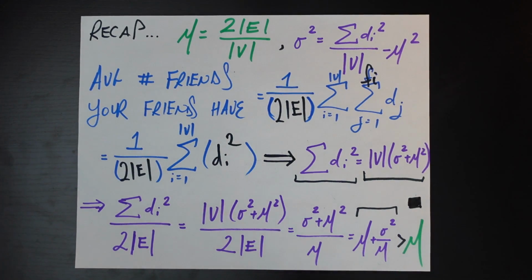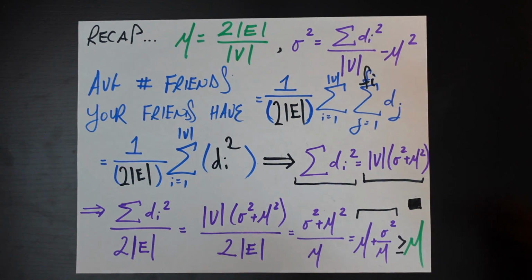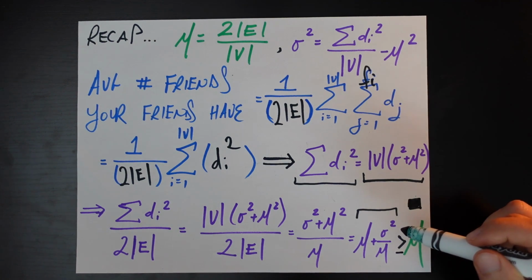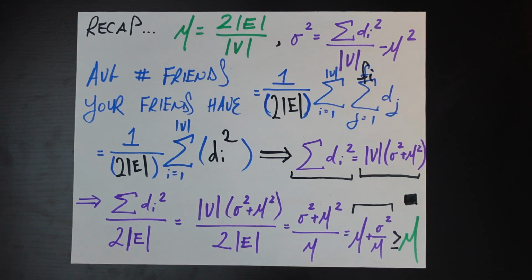The only caveat I would say, you might be wondering, why is there not a greater than or equal to here? Technically, I should put a greater than or equal to here, but that equality would only hold if sigma was equal to 0, which means the standard deviation of the number of friends in the world for each person is 0, but that would mean that everyone has the same exact number of friends, which is simply not true. So hopefully you found this proof kind of interesting.